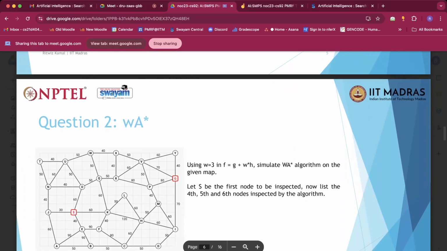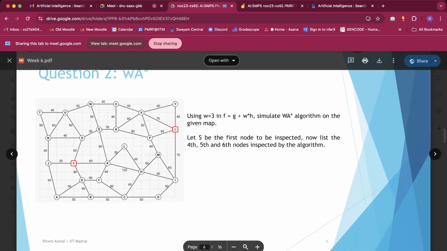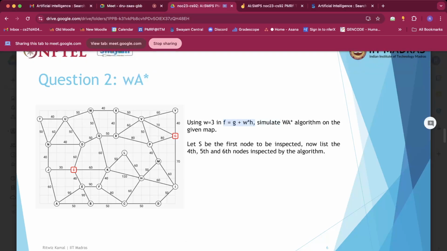So going to the question, WA star differs from normal A star because of this W, which means that it's a weighted A star method, right? So in A star, if you remember, we used to do a combination of the actual cost and the estimated cost or the heuristic cost, right? G plus H. The difference in WA star is that now we will do G plus W times H.